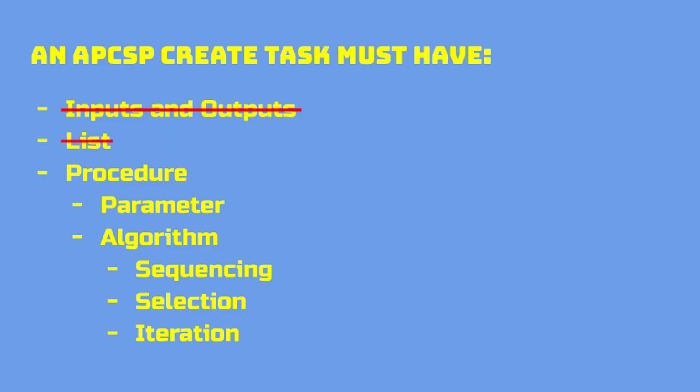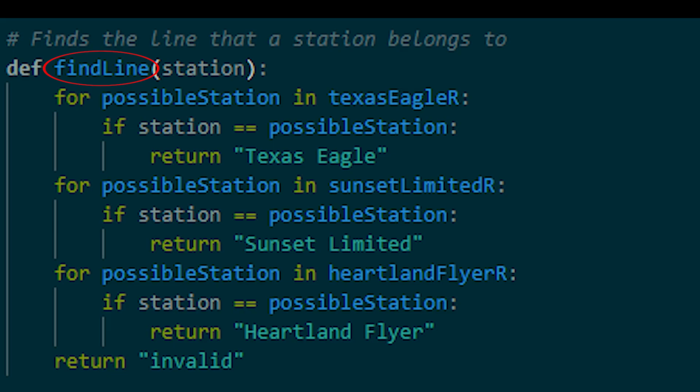Okay, back to defining. The first function we're going to be looking at is find line, which finds the line of a specific station that is given in the parameter. It scans through the 3 lists by checking each station in them individually, and if it finds a match, then it assigns that line. If it doesn't find any matches in the 3 lists, then it just returns invalid.